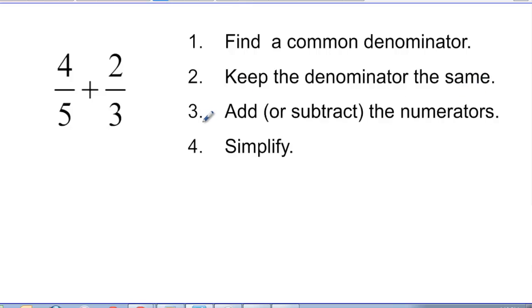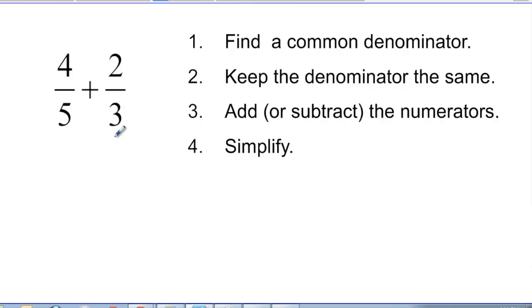We have to find a common denominator. And then we do the same thing. Keep the denominators the same, add or subtract the numerators, and simplify. Now, in this find the common denominator step, we're also including change the two fractions to their equivalent fractions that have that denominator. Okay, so that find the common denominator and then change the two fractions so that they have that same denominator.